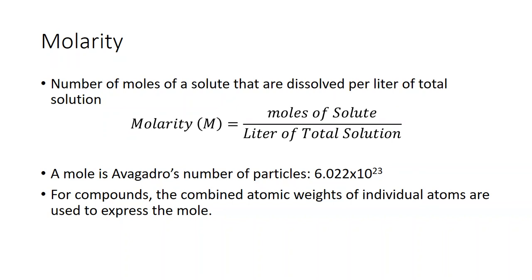So for example, if you had sodium and chloride, you would look on the periodic table, look up the atomic weight of sodium and the atomic weight of chloride, and add the two together, and that would be your molecular weight for sodium chloride.